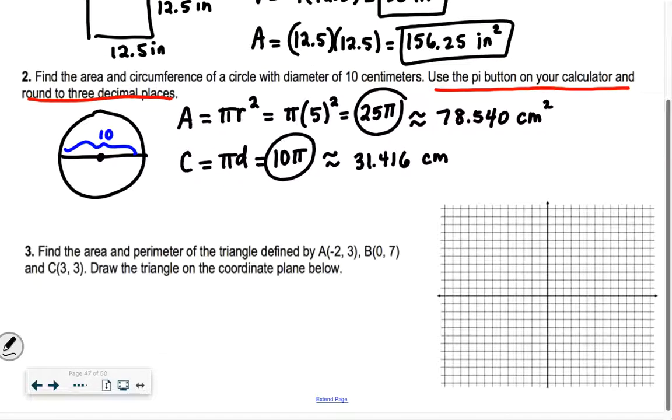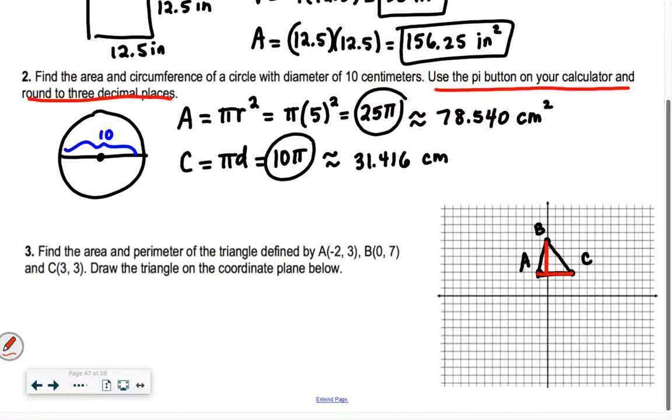Okay, so number 3. It says find the area and perimeter of the triangle defined by -2, 3, 0, 7, and 3, 3. So this little triangle. And we want to know its base and its height. So luckily its base and height we can read off of this graph.